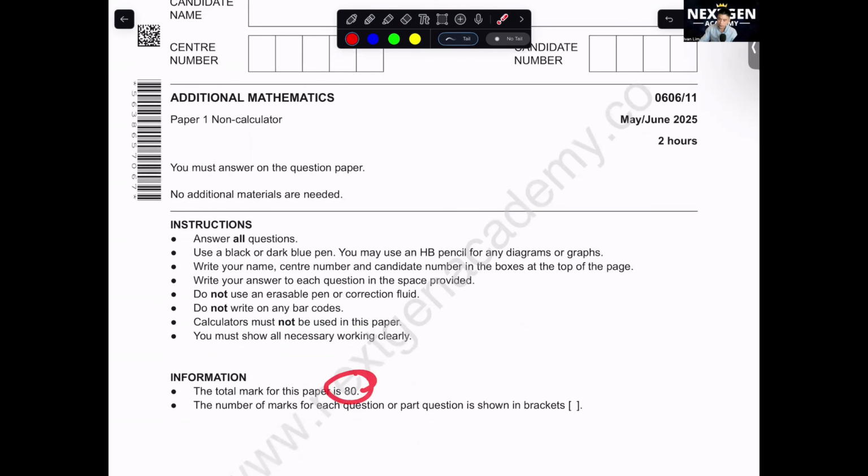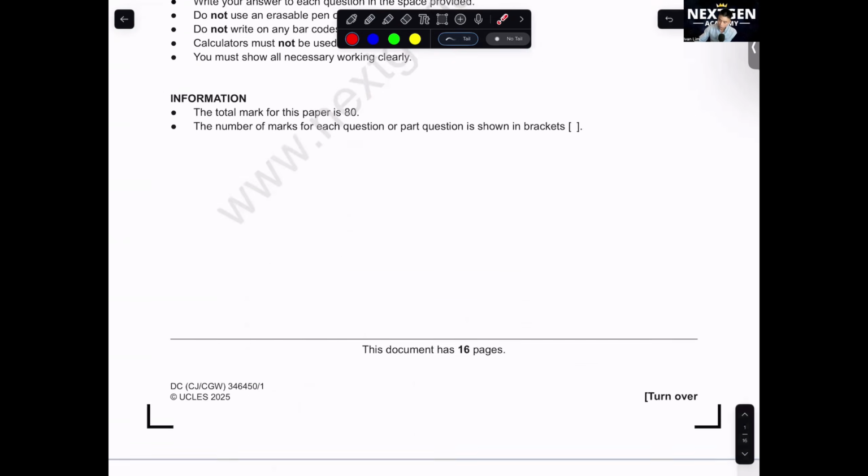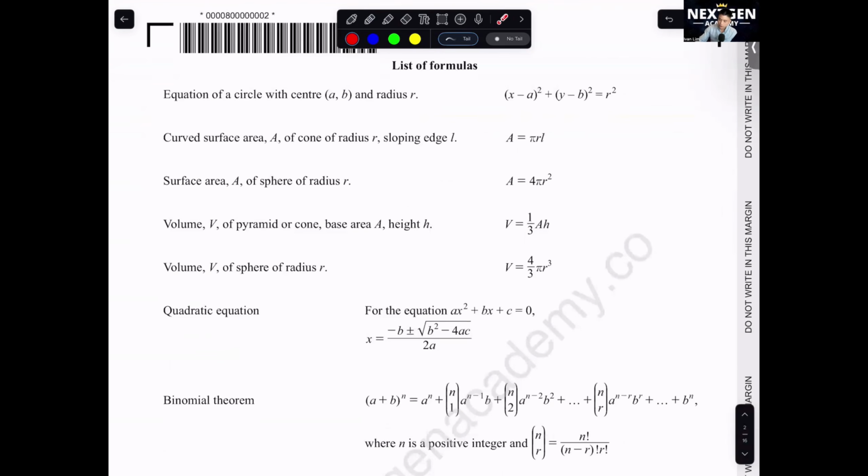Other than that, same thing, 80 marks. The only thing that I think you all need to take note of is you need to be careful with your timing. Timing is very, very important here. What do we need to know for the formulas? Most of the formulas here are exactly the same, except these few formulas. Last time, there were no circles. So how do we apply this?